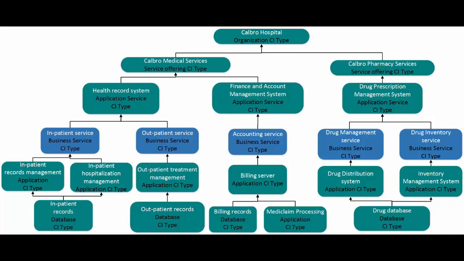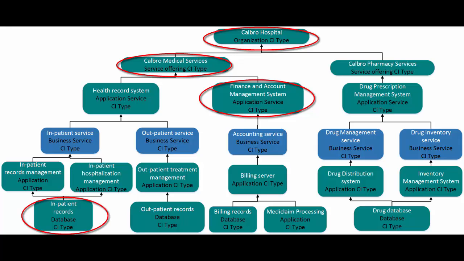Consider a massive service model representing a hospital management system. This service model contains a variety of CI types such as organization, service offering, application service, database, business services, etc.